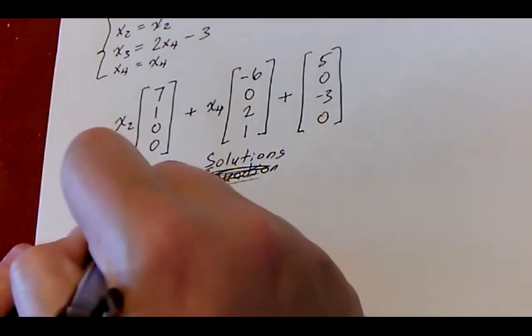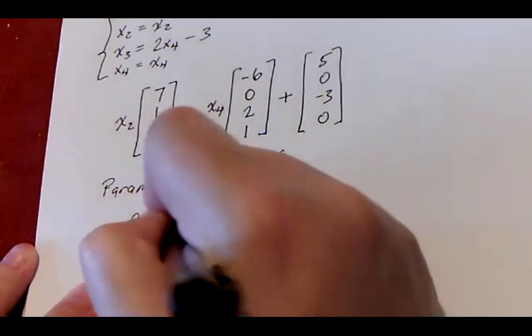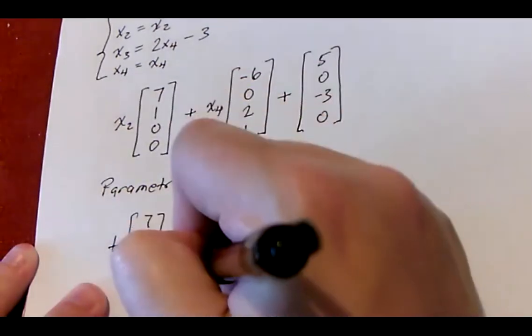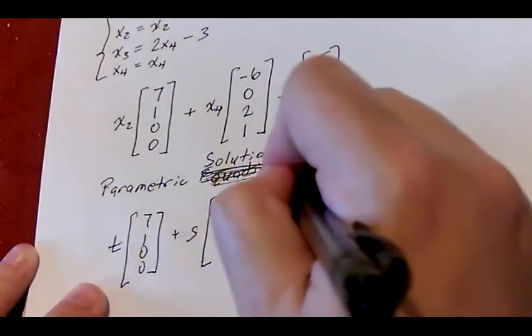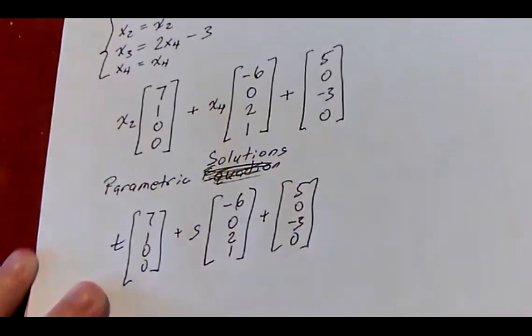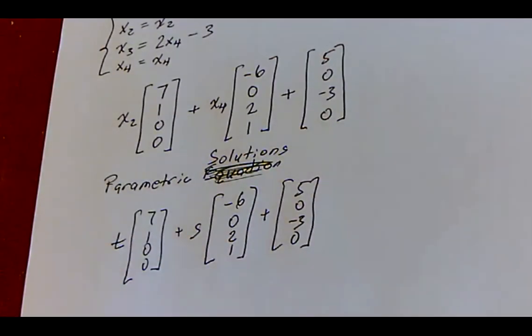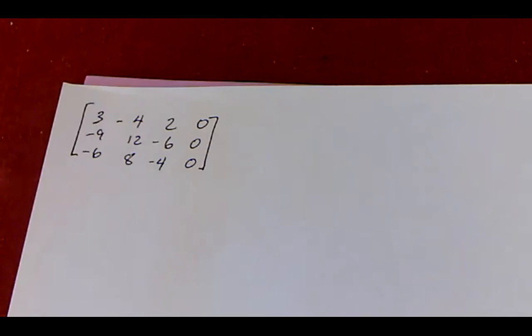So we might write this solution with t times my first vector, s times my second vector, and then this constant on the end here is simply a constant. It doesn't have a parameter because it is a constant. So I have two parameters there, s and t, and they're good to go. Let's look at one more of this type, a little more ornate.